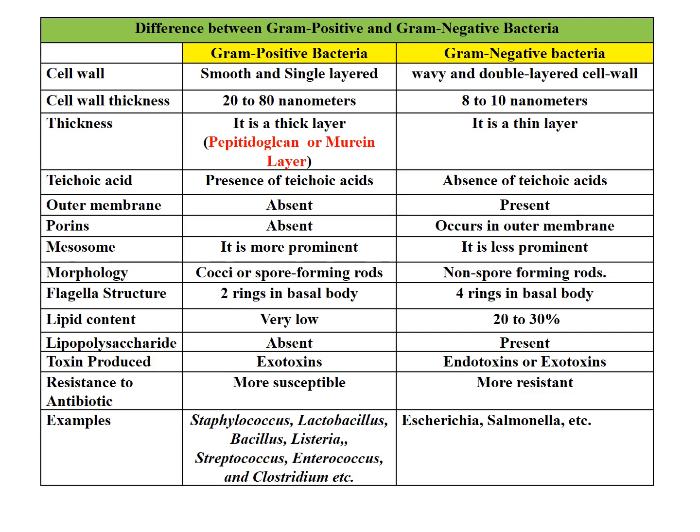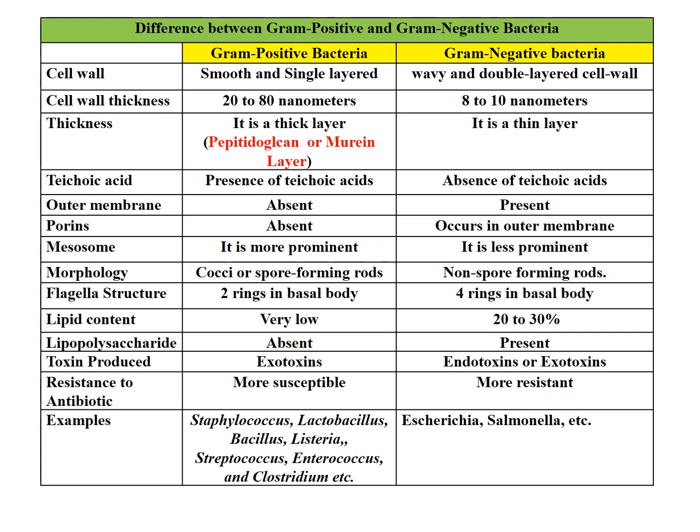Then the outer membrane is absent in gram-positive bacteria. You can see in the next slide that there is no outer membrane for gram-positive bacteria, but an outer membrane of lipopolysaccharides is present in gram-negative bacteria, and X-shaped porins are present in gram-negative bacteria, while these are absent in gram-positive bacteria. The outer membrane and porins are absent in gram-positive bacteria, while they are present in gram-negative bacteria.